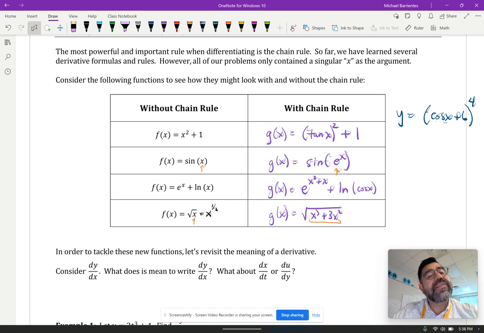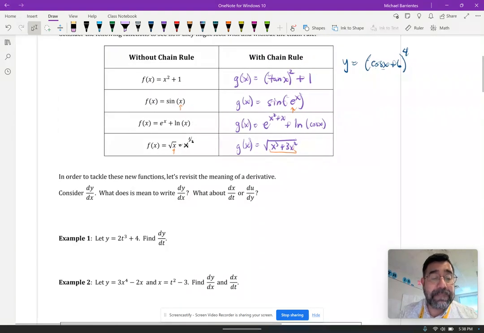And so part of the practice that we're going to be doing in this first part is identifying: can you tell which one is the inside function? Can you tell which one is the outside function? And so part of that is going to be in subsequent videos coming up here.